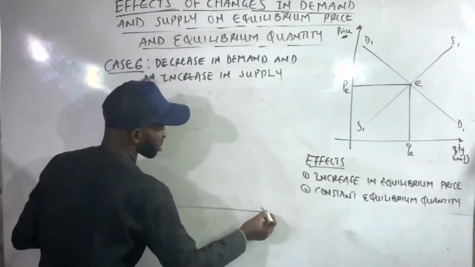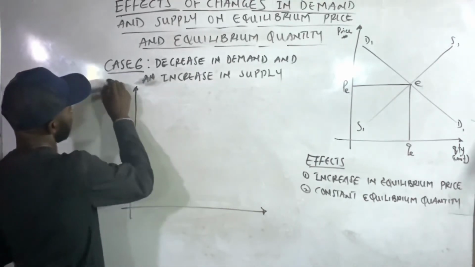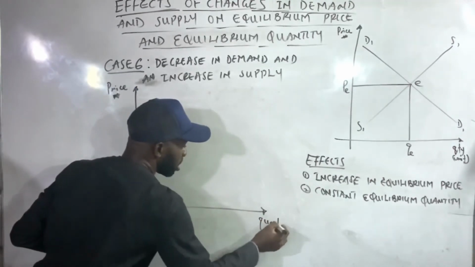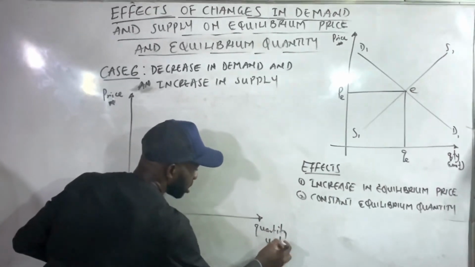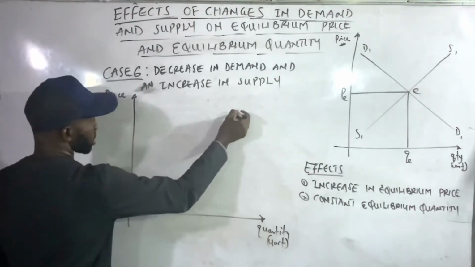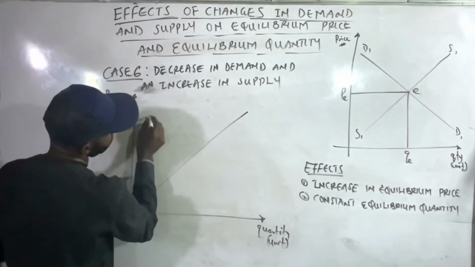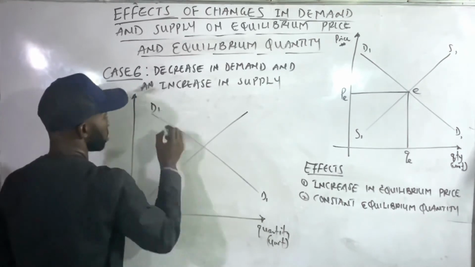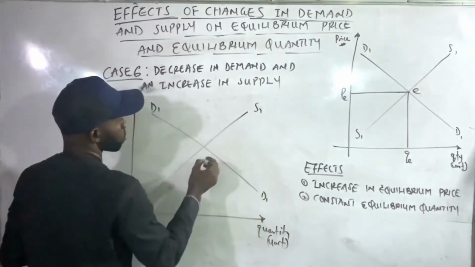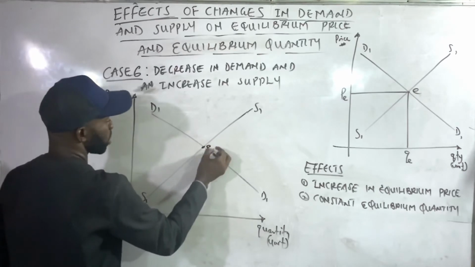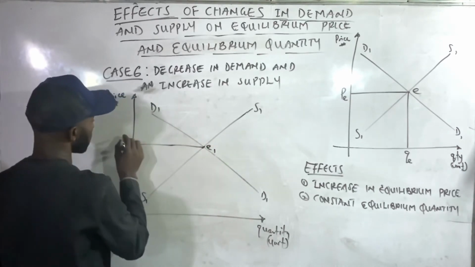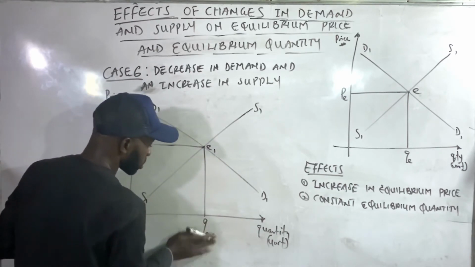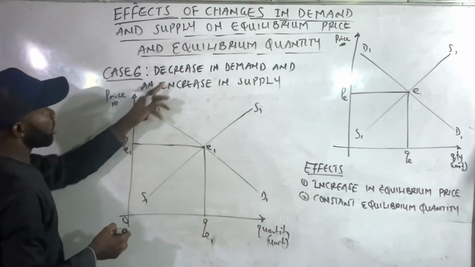This is the diagram. My price in naira, let's consider that, and then quantity in units. Establish your equilibrium points. D1, D1, S1, S1. This is the equilibrium point. Trace it to the price axis, it gives equilibrium price 1. Trace it to the quantity axis, gives equilibrium quantity 1. And then we obey the instruction.